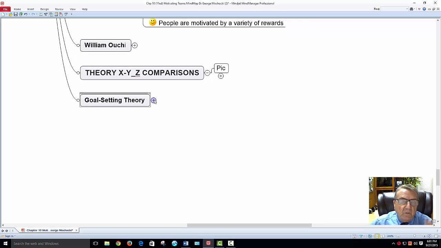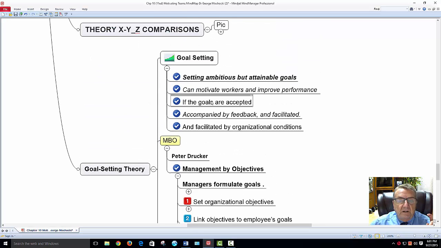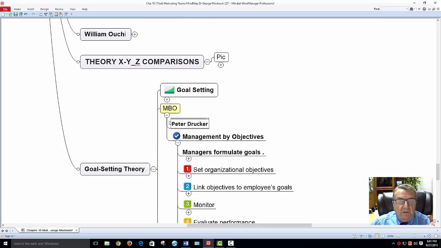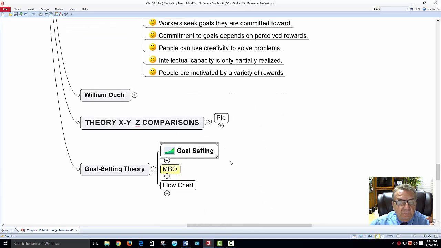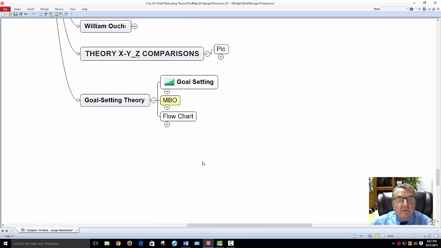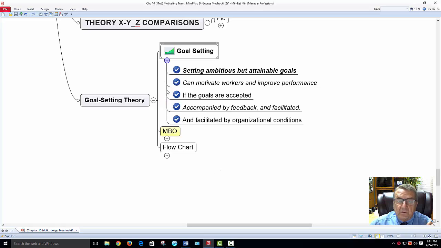Okay, now goal setting. You have different things on goal setting. Regular goal setting, the theory of goal setting, and it's not only management by objective, but in every organization we all have goals. I want to lose some weight. I'm a little bit overweight, about 15, 20 pounds.